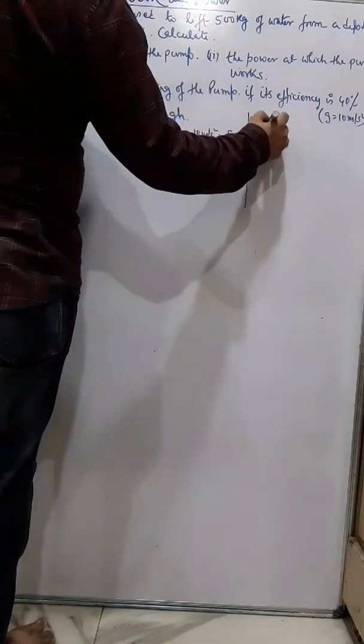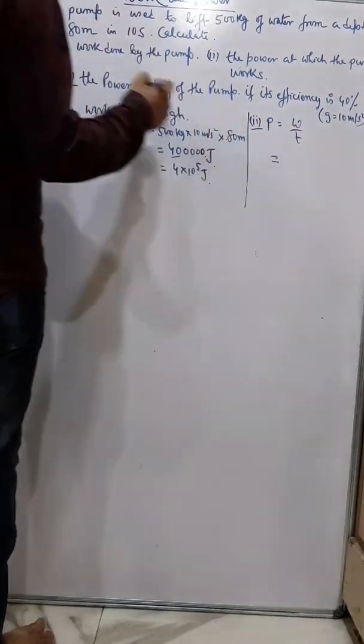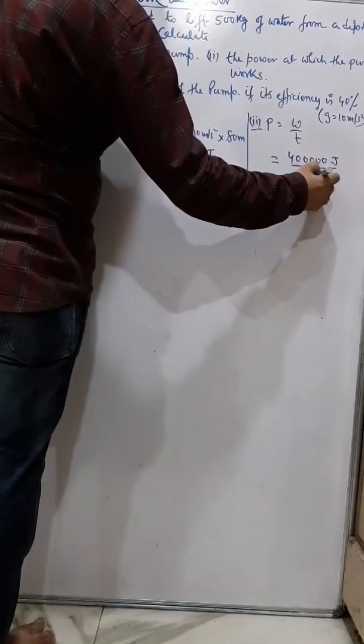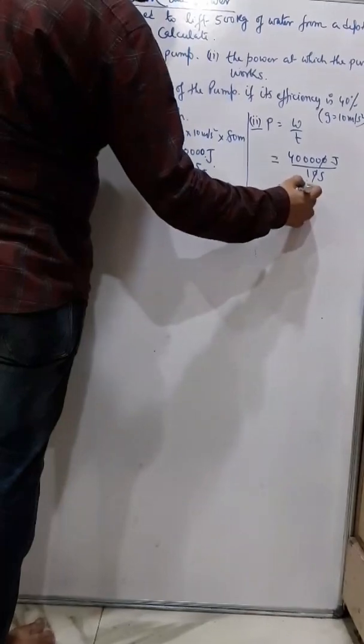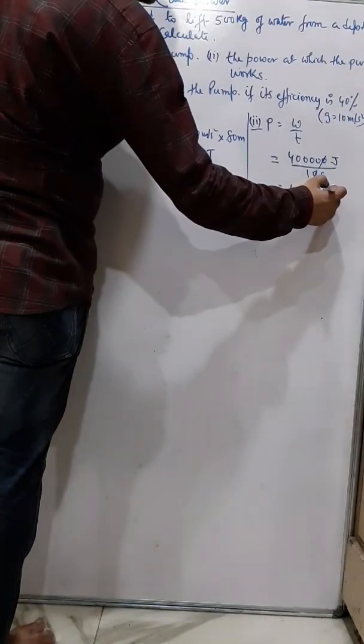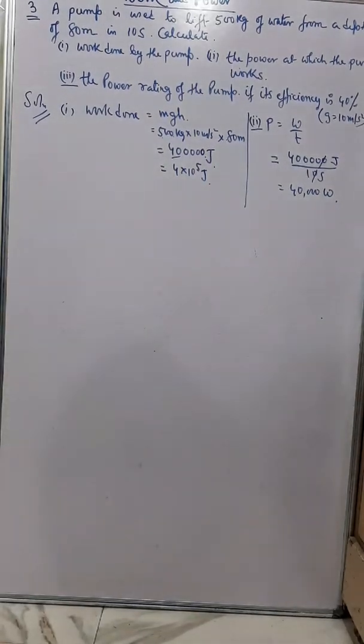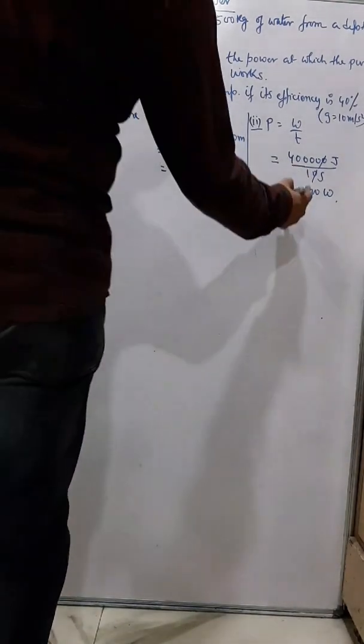Number 2, again power, they told power is equal to work done by time. Now time is 10 seconds. So again work done will be 4 into 10 to the power 5 joule and by 10 second. So I got 40,000 watt. So power is in fact 40,000 watt, or we can also write it as 40 kilowatt.